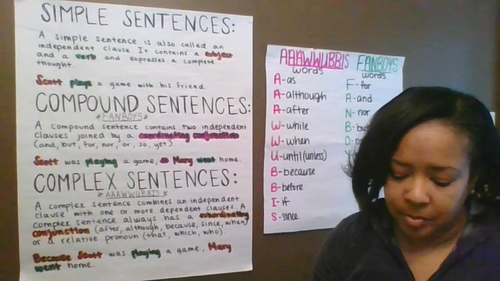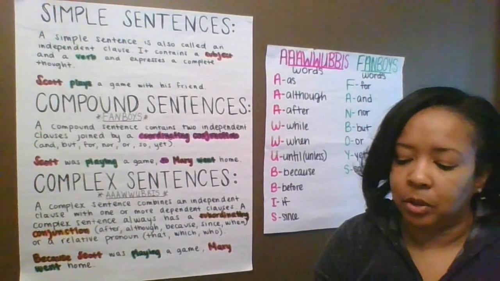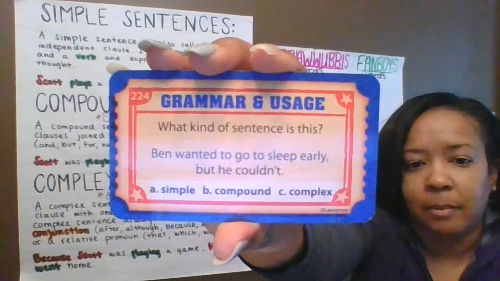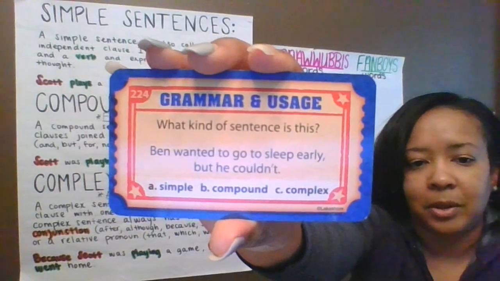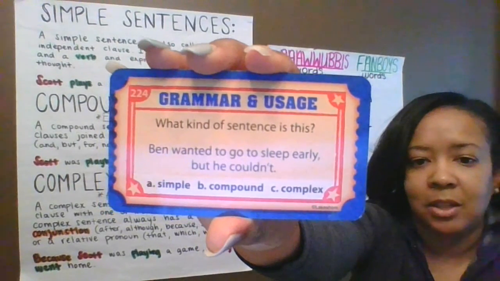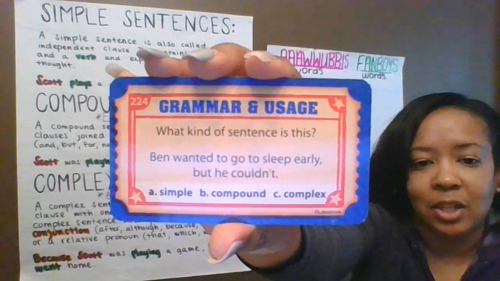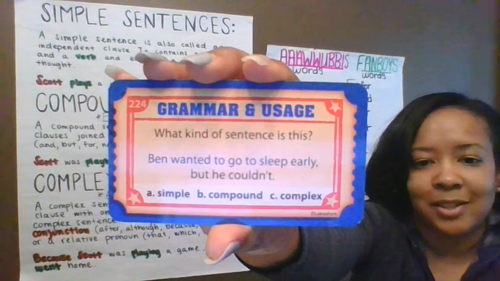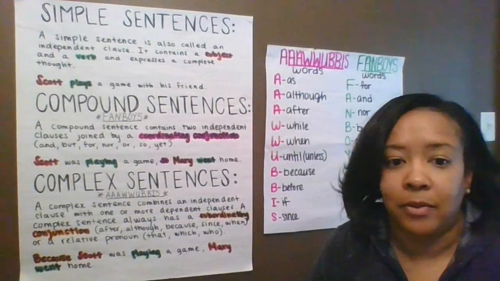Let's look at one more together. Ben wanted to go to sleep early, but he couldn't. Is this a simple, compound, or complex? Ben wanted to go to sleep early is a complete thought. He couldn't is a complete thought. So this is a compound sentence. What word connects these two sentences? What conjunction is used? But. Very good.